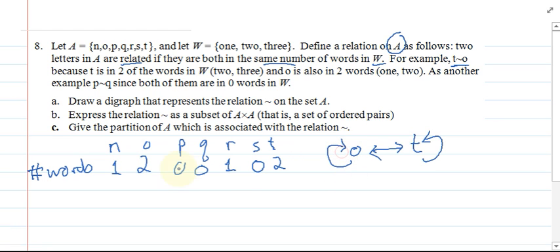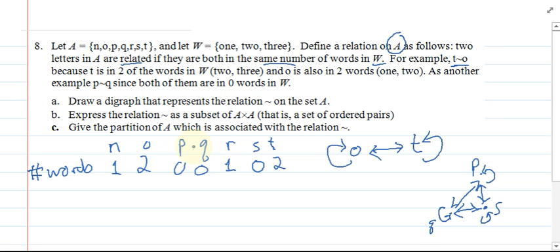Now, are there any others that are equivalent? Well, P, Q, and S are all equivalent to each other. So I could do that like this: P, Q, S, and they're all equivalent. So I have a double arrow here, double arrow here, a double arrow here, and I also have the loops that indicate that they're related to themselves. Okay, that's called a complete graph, but everything there is related to itself. Okay, so that takes care of PQS.